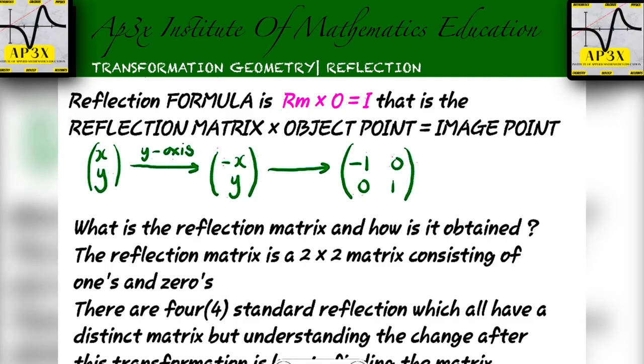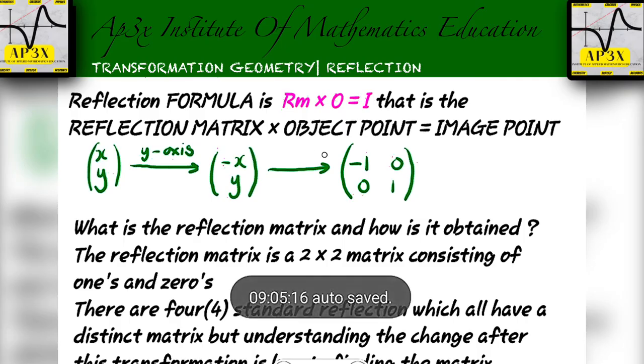So if you're in the exam and you get a question that asks, what is the reflection matrix for an x-axis or y-axis or y equal x or y equal negative x, your task is to always remember the change. If you don't remember that in the x-axis the x will remain and the y will change, or in the y-axis the x will change and the y will remain, then you're going to find a challenge in transitioning to the matrix.